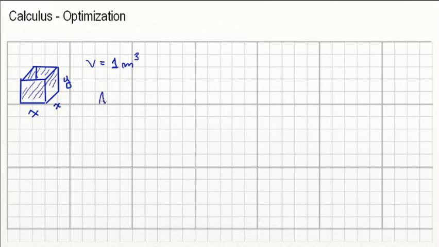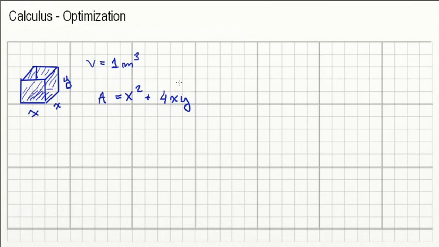x squared, right? This bottom here is x squared. Now each of the sides will produce an area of xy. Since there are four of them, 4xy. Now this is the formula for my area, and I've got two unknowns.